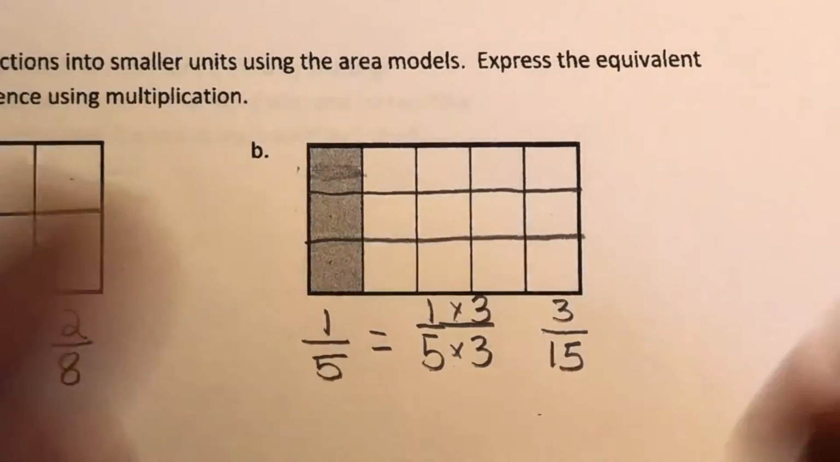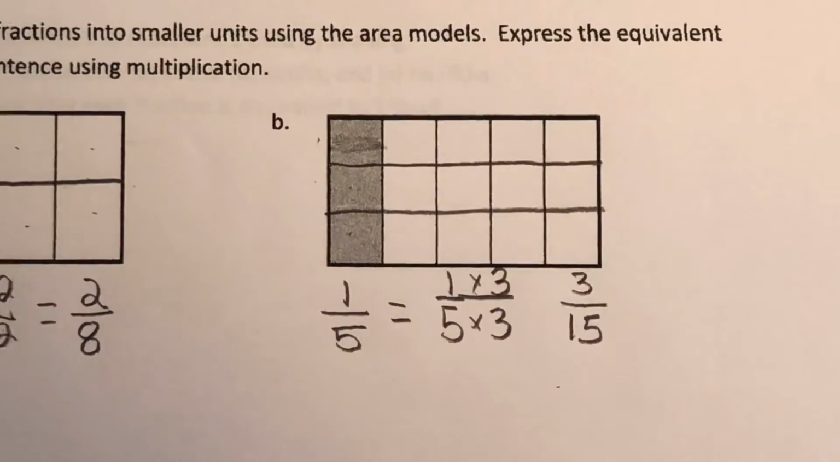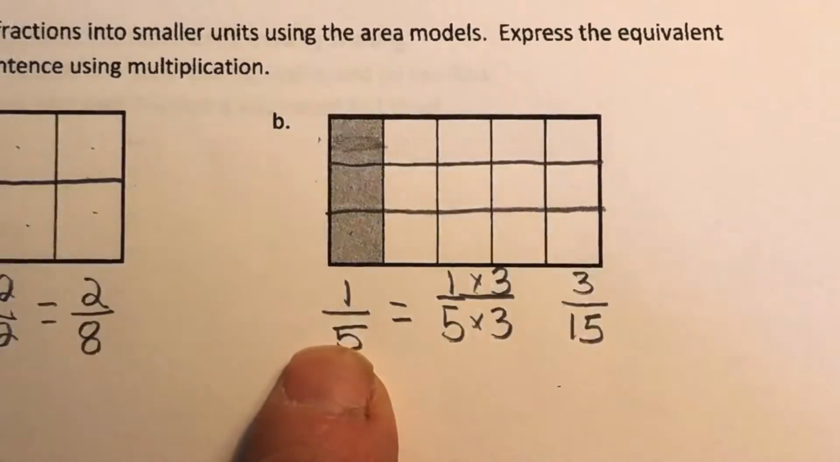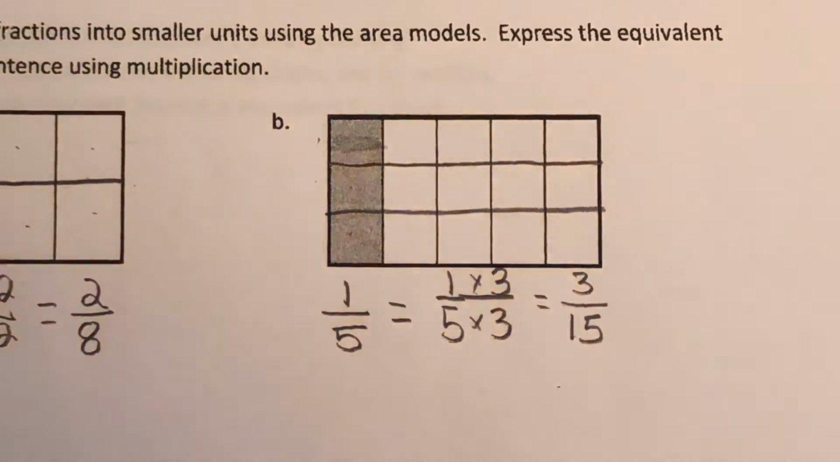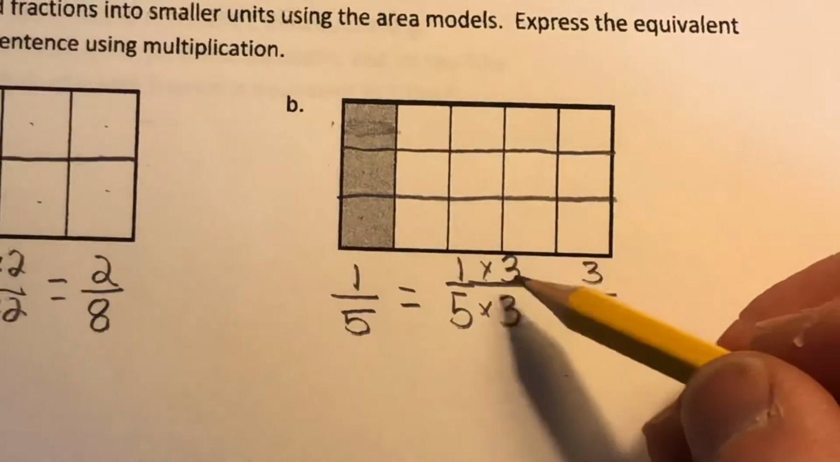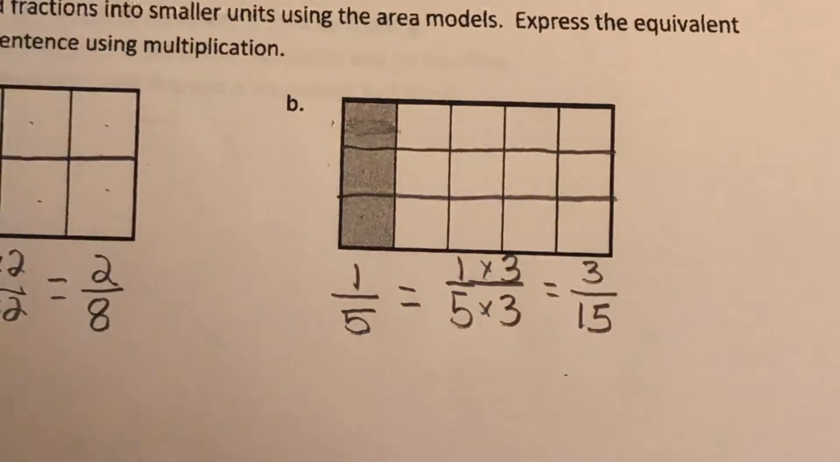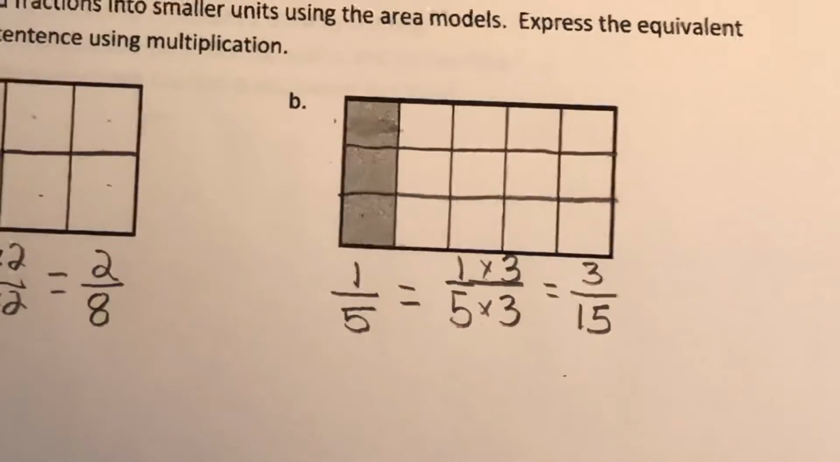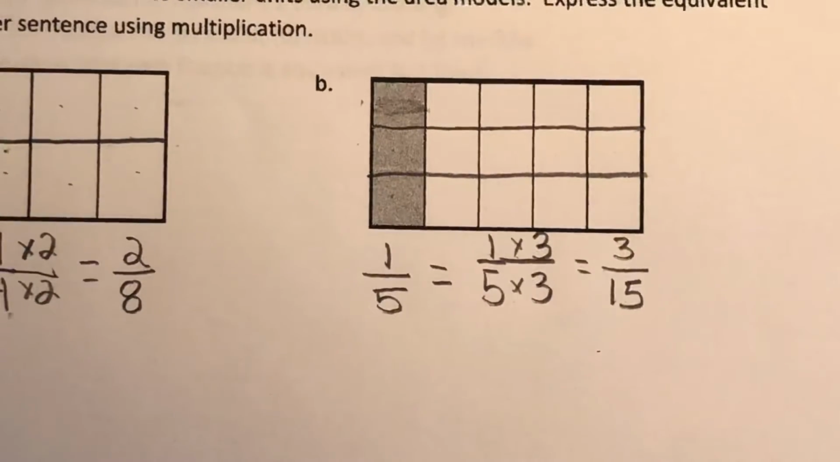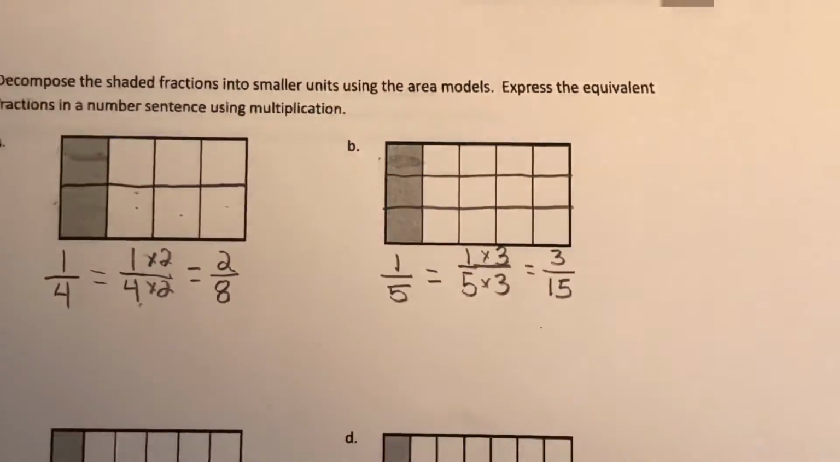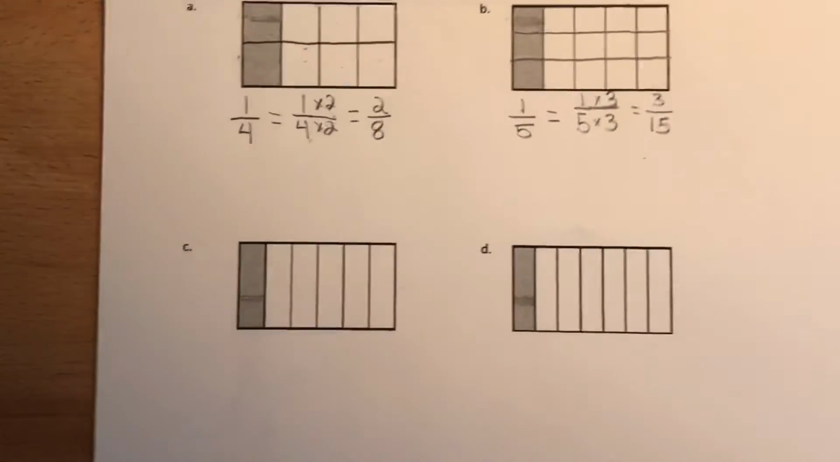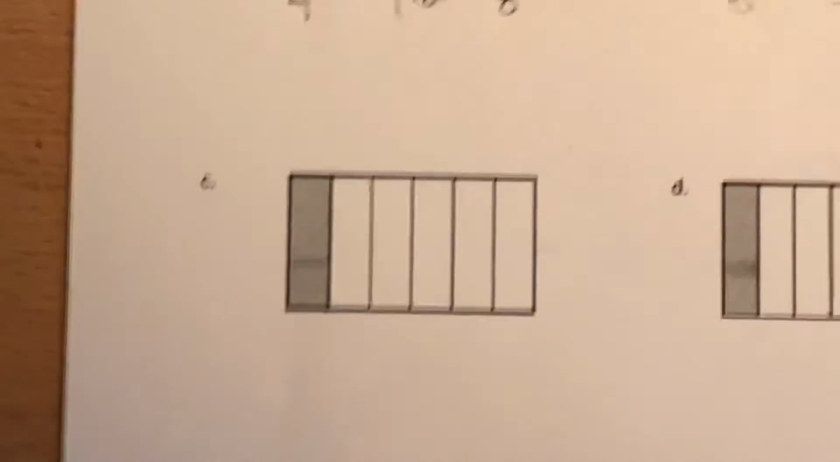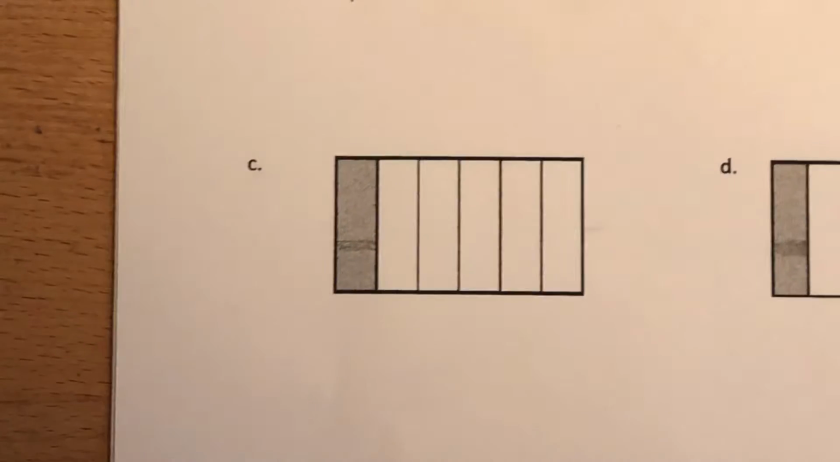But these are equivalent to each other. They're the same. 1/5 is equal to 3/15. Because I multiplied both the numerator and denominator by the same number, I get equivalent fractions. Okay? All right. Let's move on to the next one. And again, please read your classrooms and make adjustments as necessary.